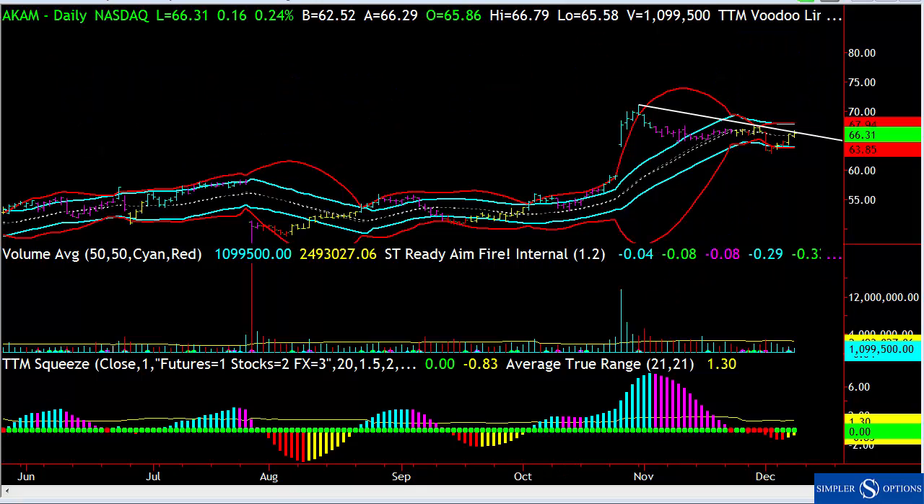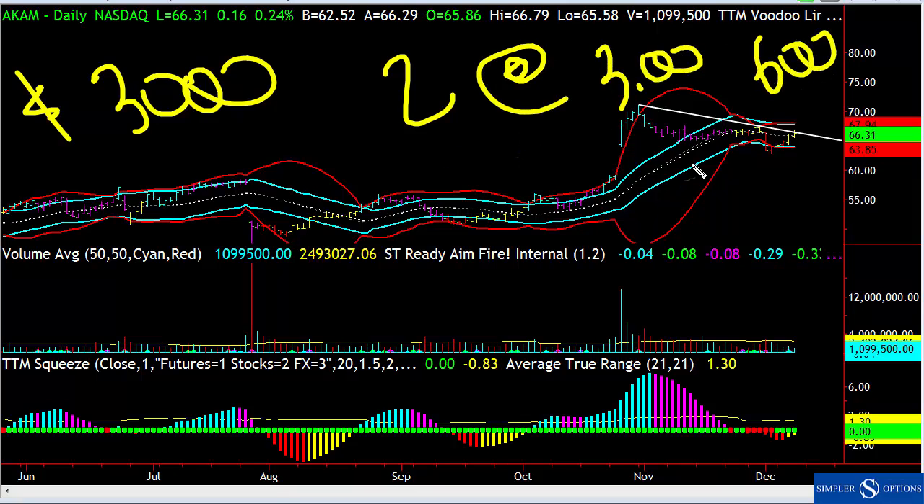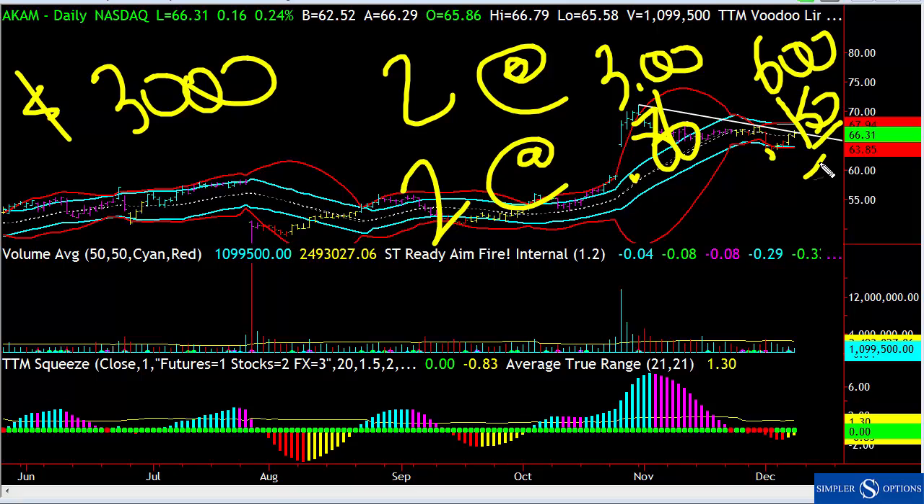But what if instead of that, if your full size is $3,000, you start off with 2 at $3? Well, that's 600 bucks. And then it does go down. Great, I'm going to buy 2 more at 86 cents. Well, that's a lot less. That's like 150 bucks, give or take. My math is off on that.